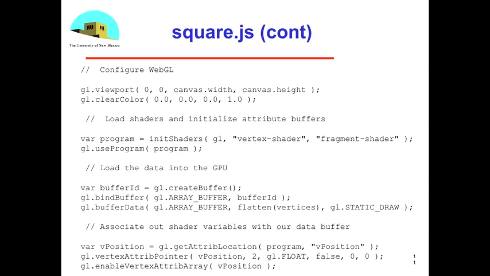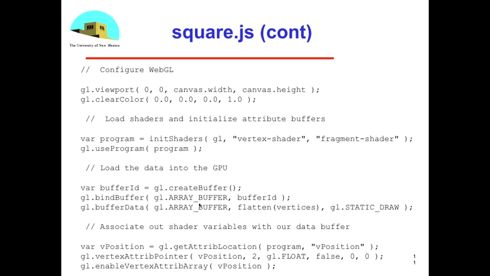Okay, now we're going to load the data onto the GPU. How do I do that? Well, I have to create a buffer on the GPU, so I have a function gl.createBuffer, and it returns an identifier for that buffer. I then bind that buffer. What the bind does, given an ID, is say this is the present buffer.